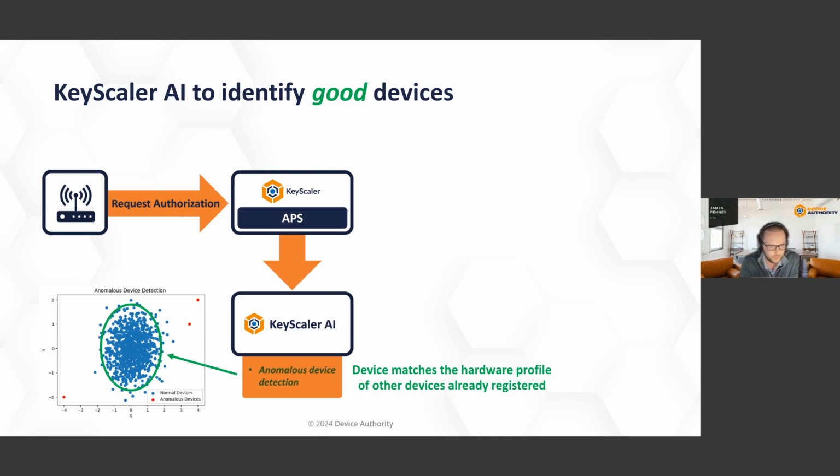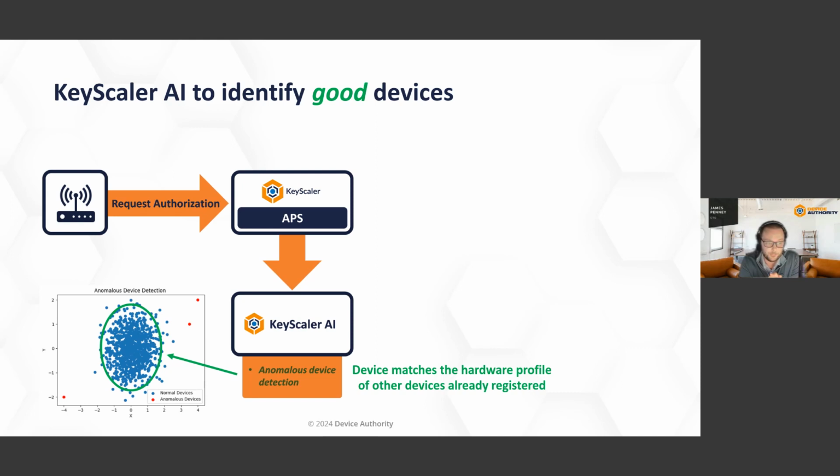I've got a policy here that says that all my devices that register have to be validated by the KeyScaler AI service to make sure that the hardware profile for that particular device matches what all of my other devices look like, to a certain degree. And you can see an example of this here. This is just an example of the clustering process that it goes through. But in that process, we're taking a lot of things into consideration.